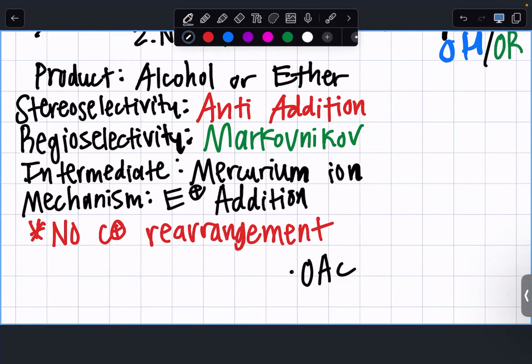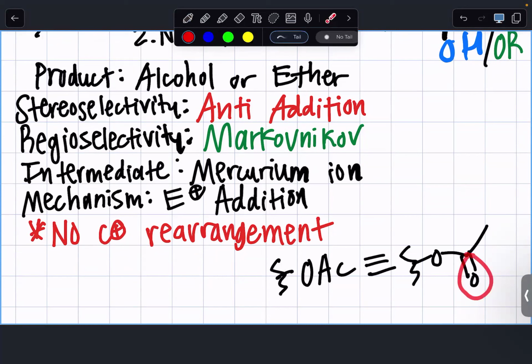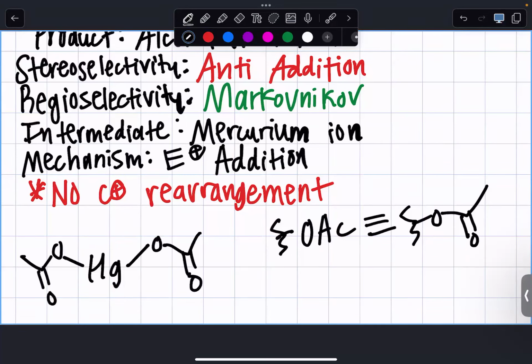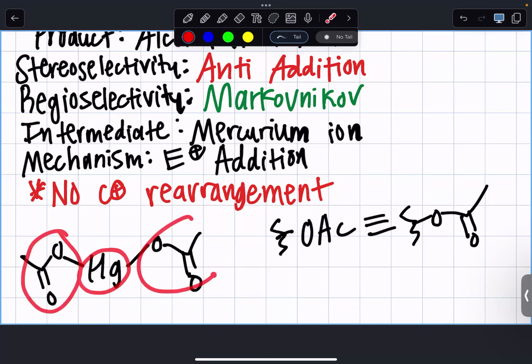OAc is this right here, where this is the O and then the Ac is basically that acetate group here, the carbonyl with one methyl group. That's OAc. When we have Hg(OAc)2, this is what it looks like here. This is Hg(OAc)2 because this mercury is bonded to two OAcs here.